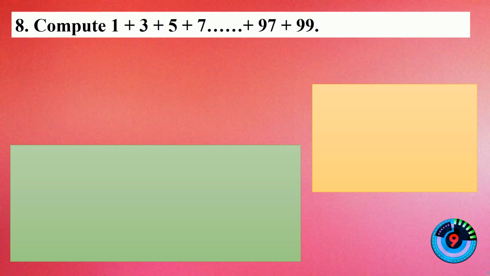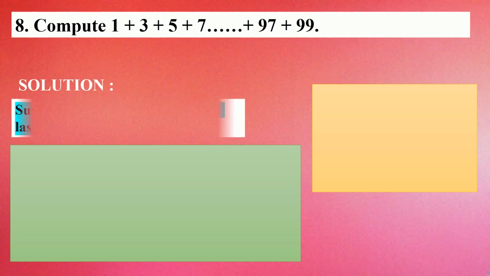Question number 8. Compute 1 plus 3 plus 5 plus 7 and a number of terms in between plus 97 plus 99. So here we have the first term as 1, the last term as 99. So using the same formula we'll solve this particular number sequence. We need to find the number of terms in the sequence. Let us now look at the solution.